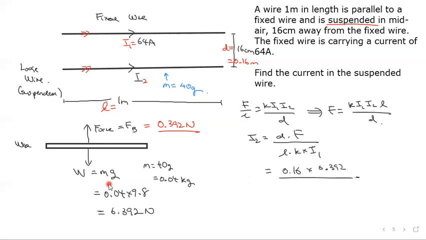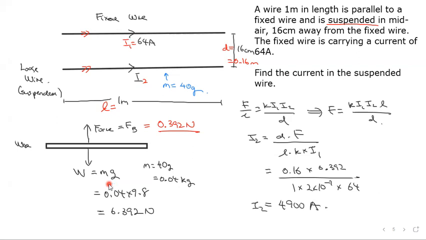Make sure you're putting everything in the right units. It's very important. And of course, just make sure when you use your calculator that you're typing in the numbers correctly. And that gives us an answer of 4,900 amperes.